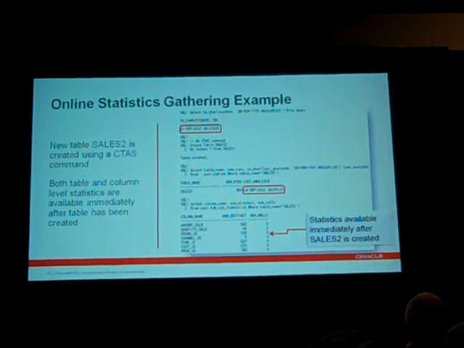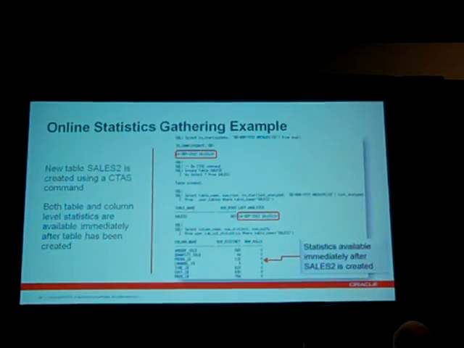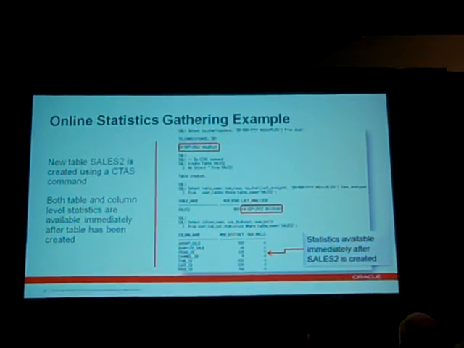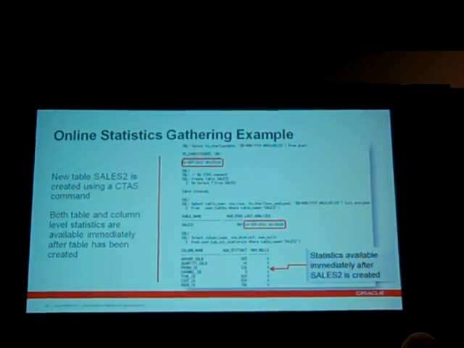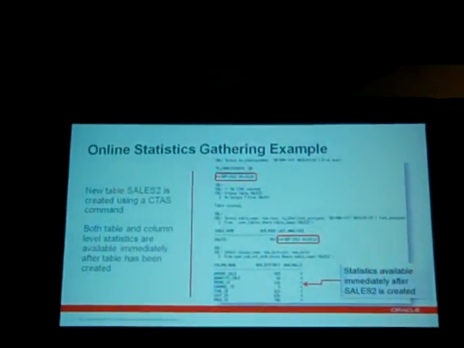Here, all I did was a create table as select from the sales table in the SH schema to create a new table. And you can see there, that was the time stamp that I started on. I ran it, and instantly I have statistics, both column level stats as well as base table stats for that new table I've just created.